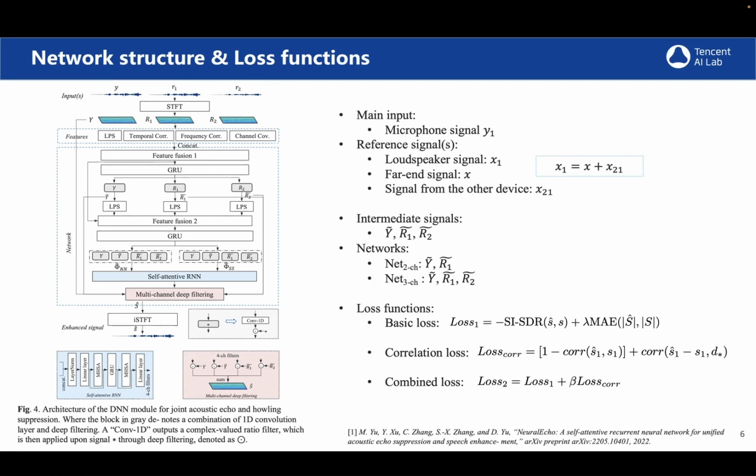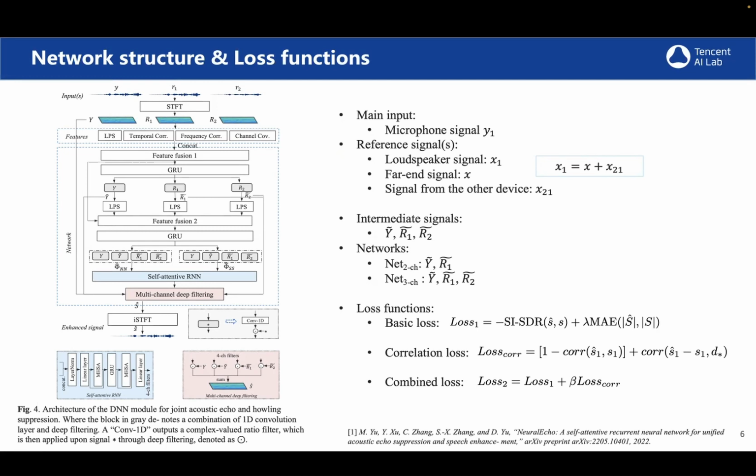We designed the input feature as a concatenation of the log power spectral correlation metrics across time frame and frequency bins, and channel covariance of input signals. These features are concatenated and then passed through a linear layer for feature fusion, followed by a gated recurrent unit layer and 3 1D convolutional layers to estimate 3 complex value filters.